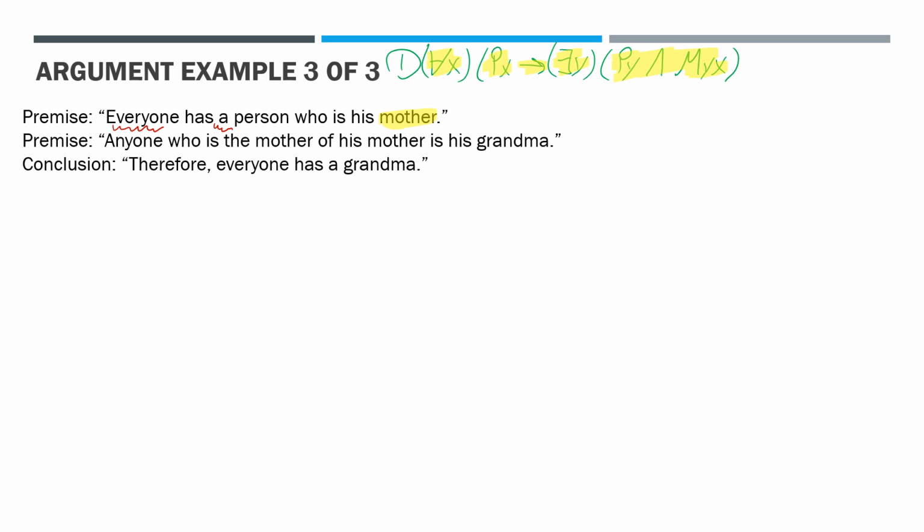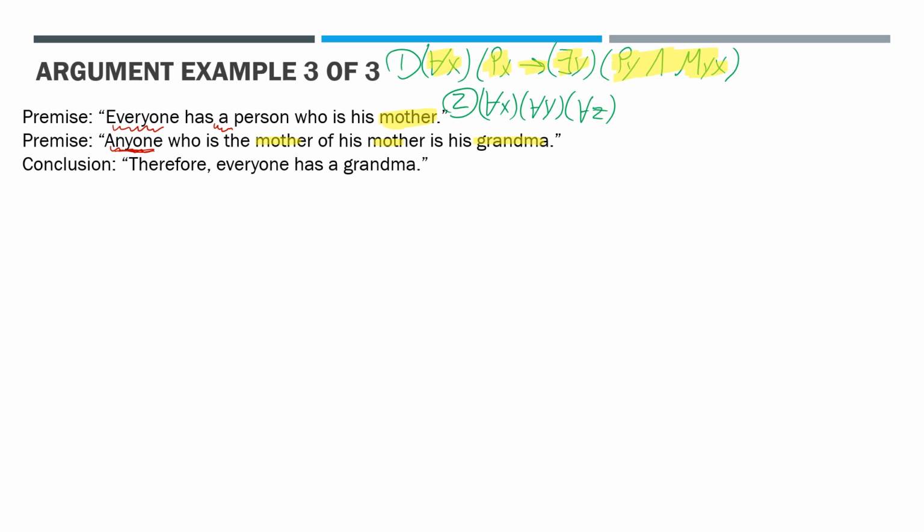For line 2, we have anyone who is the mother of his mother. This is grandma. Grandma is a relational predicate. Mother is a relational predicate. Moreover, we have a universal affirmative proposition overall. We have this any1. Here, there are 3 variables. We have this any1, this any person, we have mother, we have grandma. Hence, we need for all x, for all y, for all z. So for premise 2, we have for all x, for all y, for all z.